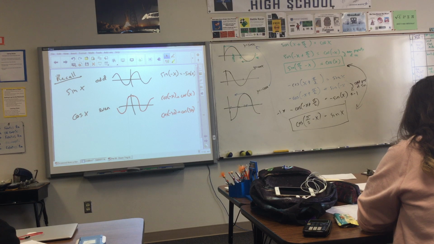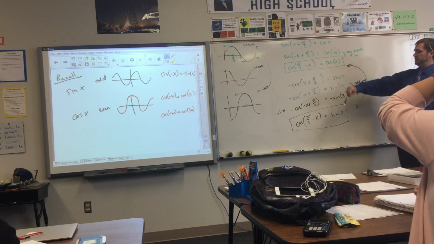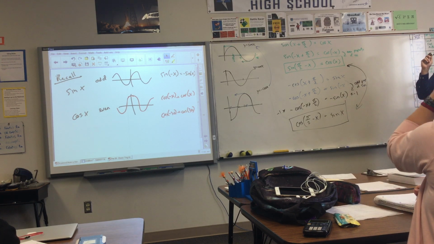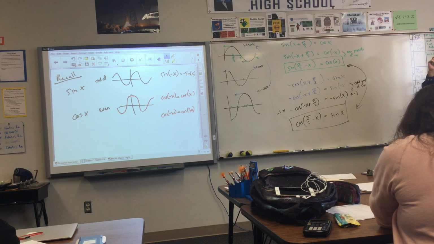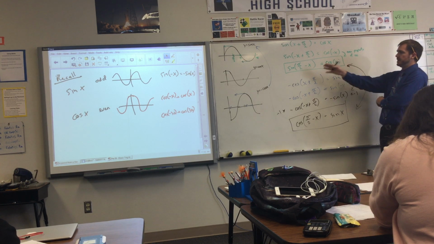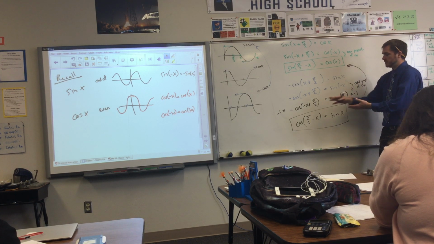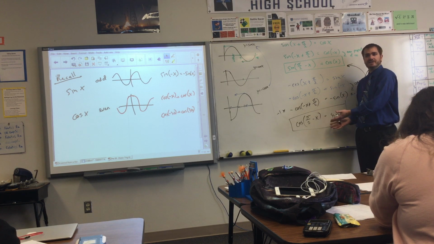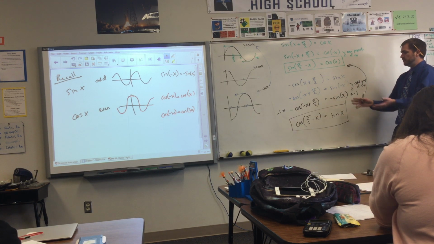Rosa, look at the similarities there between this one and this one. What do you see? Yeah. It's kind of counterintuitive because you might think that if sine of pi over 2 minus x equals cosine, then cosine would be pi over 2 plus x or something like that. You know what I mean? But it's cool that it works this way based on the even and odd properties.